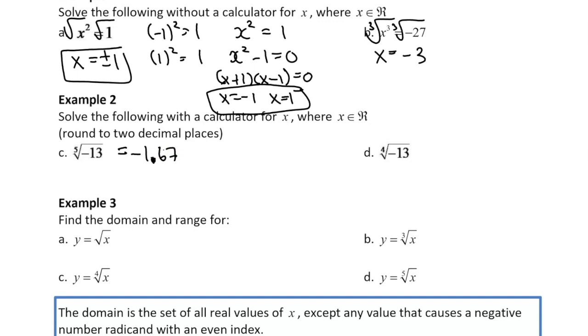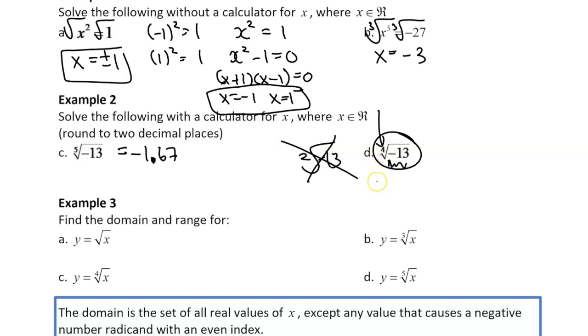Okay, and then for the fourth root of negative 13, we could put that in our graphing calculator, but we know that if you have an even index, like a 4, you could never have a negative radicand. You couldn't have the same number 4 times, an even number of times, and have it produce a negative number. So anytime you have a situation like this, just like if you had the square root of negative 13, we know that's not allowed. So you would say that there's no solution there. There's no answer for that.